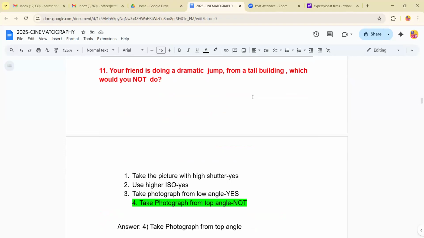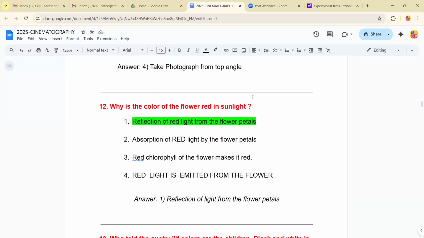Your friend is doing a dramatic jump from a tall building. Which would you not do? Take a picture with a high shutter speed? Yes. Take a higher ISO? Yes, because it may not be day, it can be night also, so you need a high ISO. Take a photograph from a low angle? Yes. But you cannot go above the person in a helicopter and take a picture from the top. So it's a common sense question.